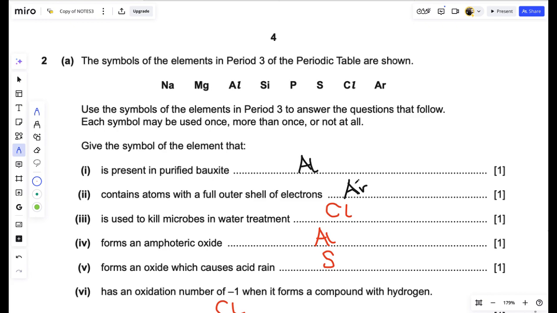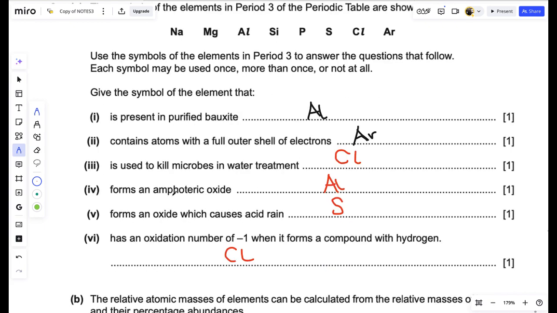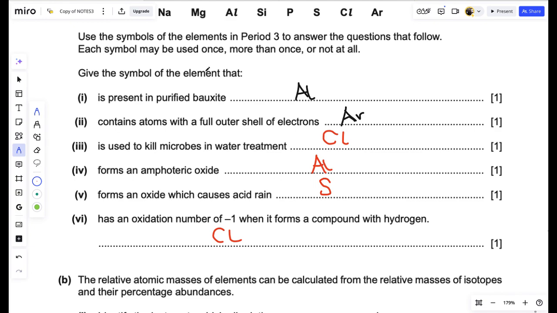Now give the symbol of the element that is present in purified bauxite. Purified bauxite, we obtain aluminium from bauxite, right? So purified bauxite is aluminium, and aluminium is just Al. So that's that for that. Then we go to the next one. It says the name of the element that contains atoms with a full outer shell of electrons. Full outer shell of electrons is argon.